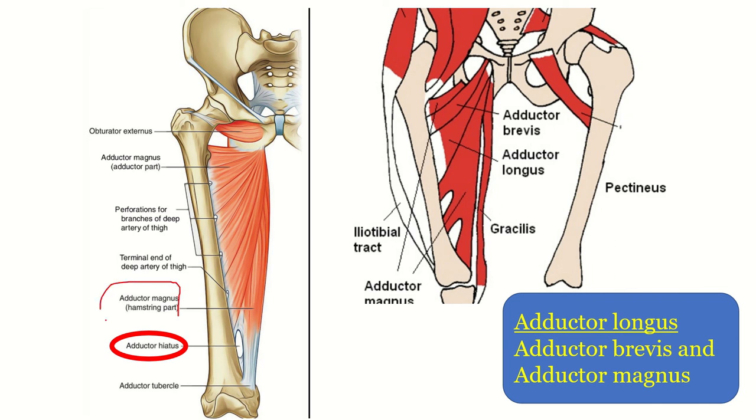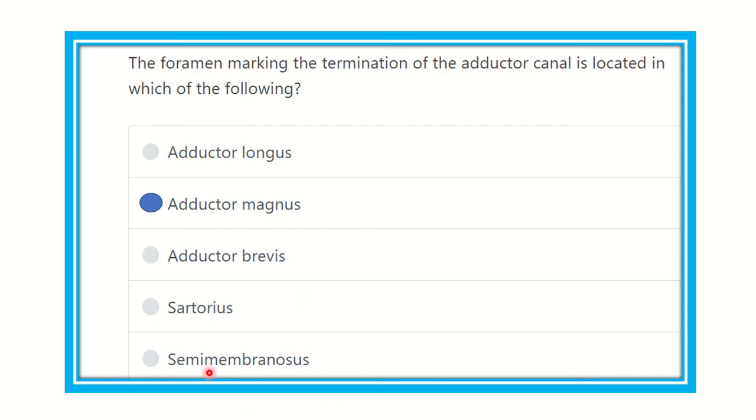So adductor hiatus, where the adductor canal ends, this muscle is the adductor magnus. Here we can see this is the adductor magnus muscle, and in the adductor compartment there are some other muscles such as the adductor brevis and adductor longus. So our final answer is adductor magnus. In the adductor magnus muscle, the terminal foramen of the adductor canal lies, that is the adductor hiatus, and here the adductor canal terminates.